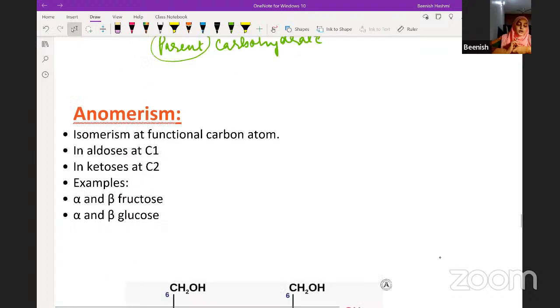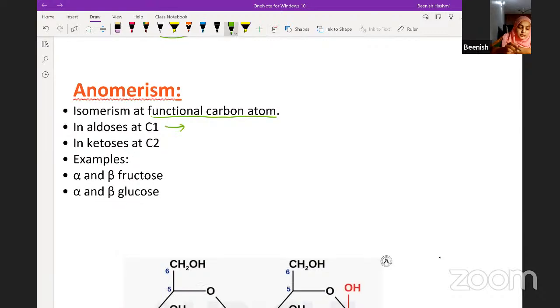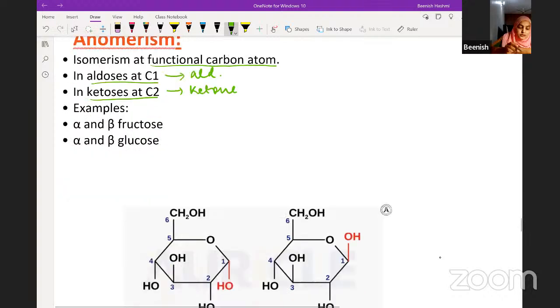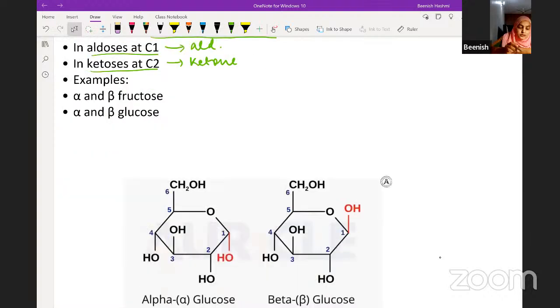Now moving on to anomerism. This is isomerism at the functional carbon atom. In aldoses, which have an aldehyde group, the functional group is attached to carbon 1, so in aldoses your functional carbon is carbon 1. And in ketoses, your functional carbon is carbon 2. Examples of anomerism are alpha and beta fructose, alpha and beta glucose.